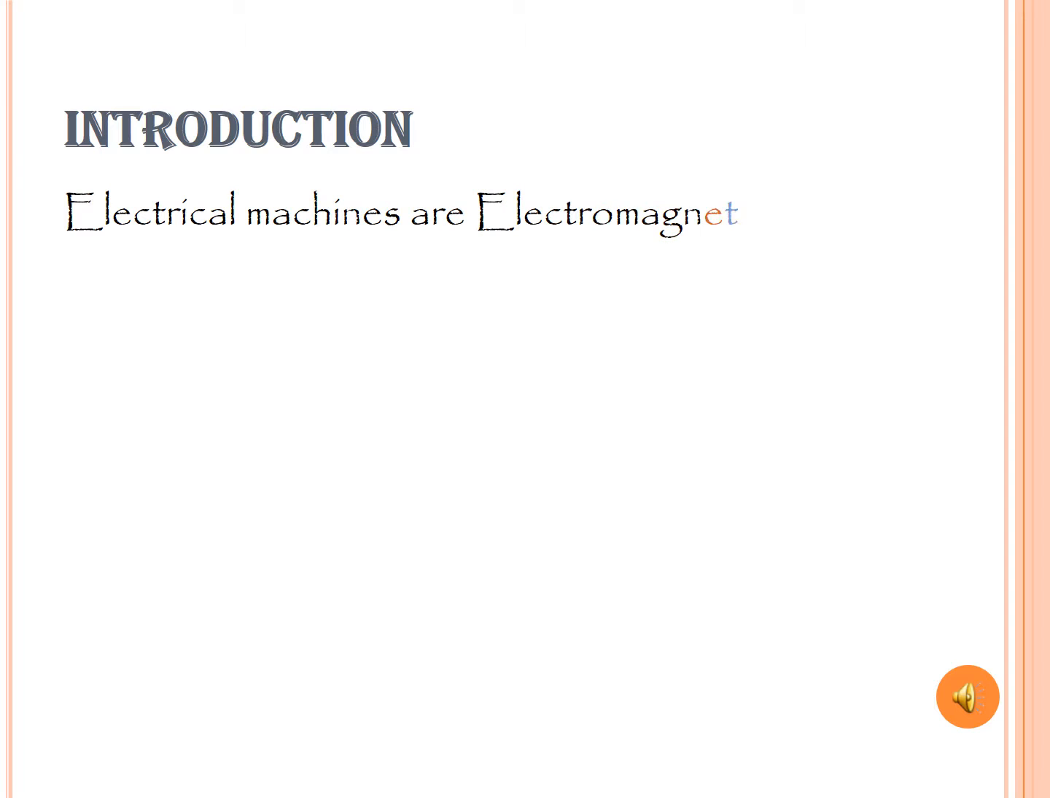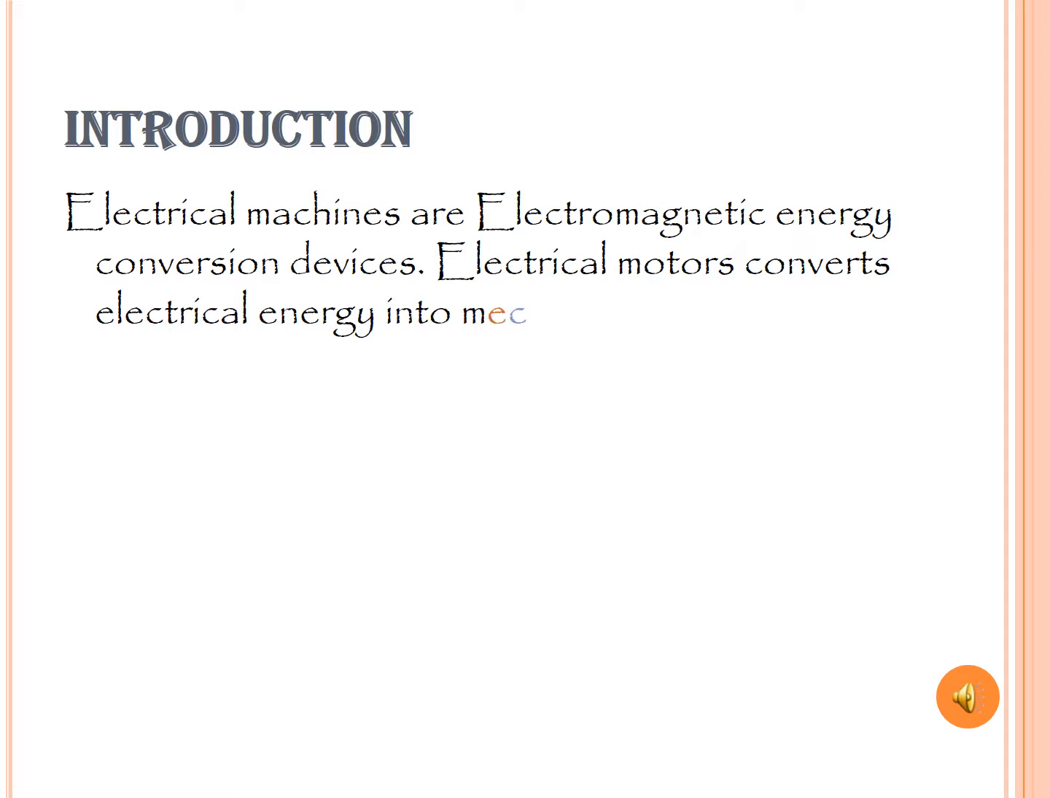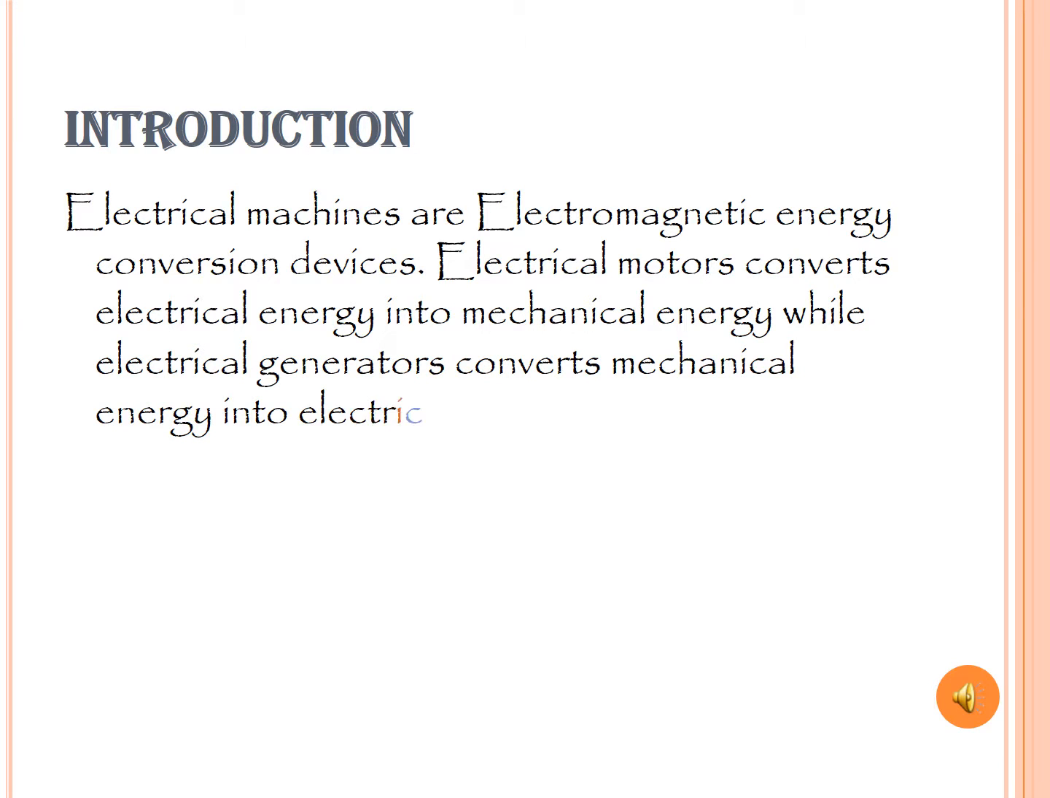Electrical machines are electromagnetic energy conversion devices. Electrical motors convert electrical energy into mechanical energy, while electrical generators convert mechanical energy into electrical energy.